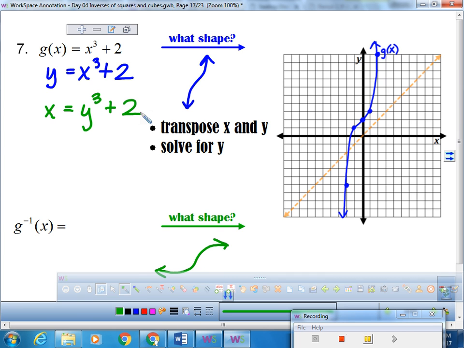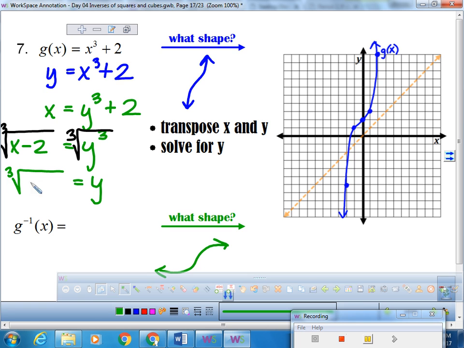I'm going to subtract 2 from both sides. And now I have y cubed. I don't want y cubed, I just want y. So I take the cube root of it, and I'm left with y equals the cube root of x minus 2. Therefore, my inverse function is cube root of x minus 2.